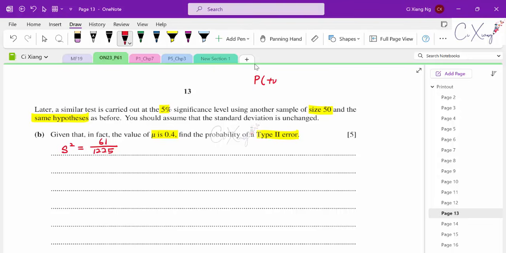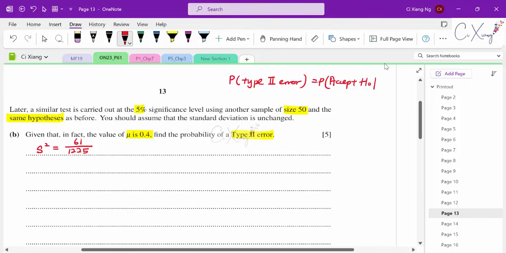The definition for type 2 error is this one: you accept the null hypothesis when the null hypothesis is false.